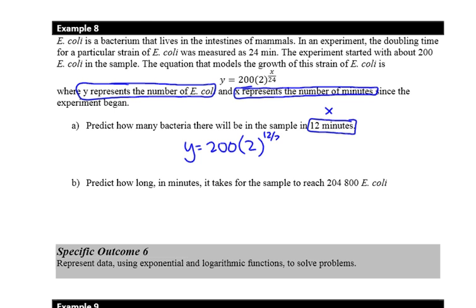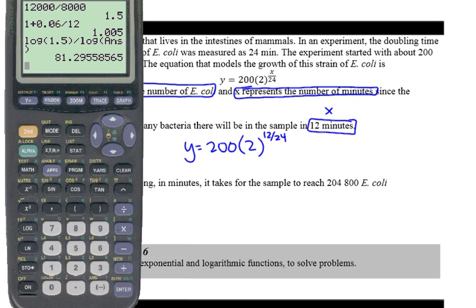12 over 24. What do you have to be careful of when you type this in your calculator? Brackets. Especially around where? Your exponent. Who? Me? I do this every day. Since like I was your age. So how many E. coli to the nearest E. coli? 283.